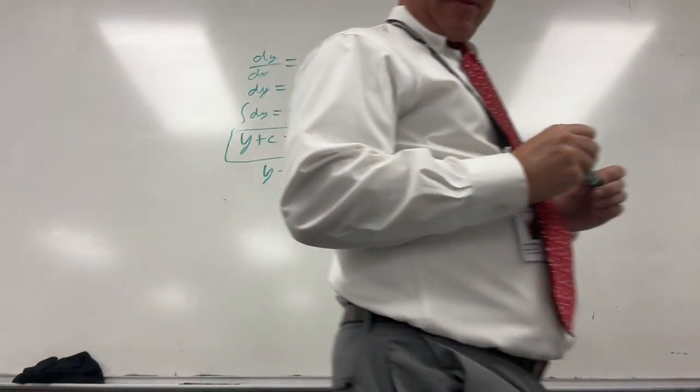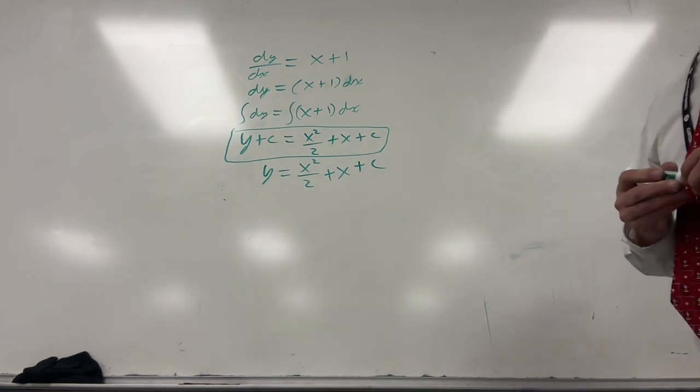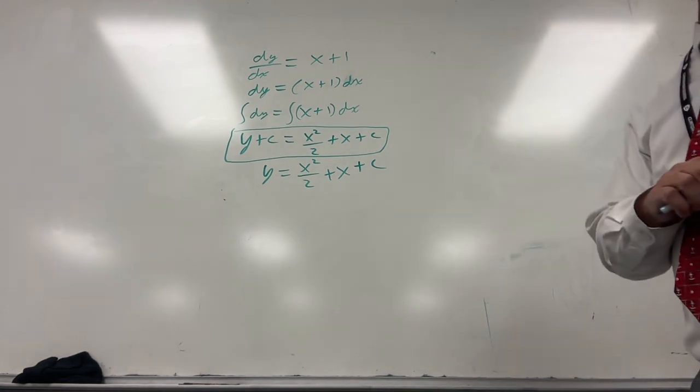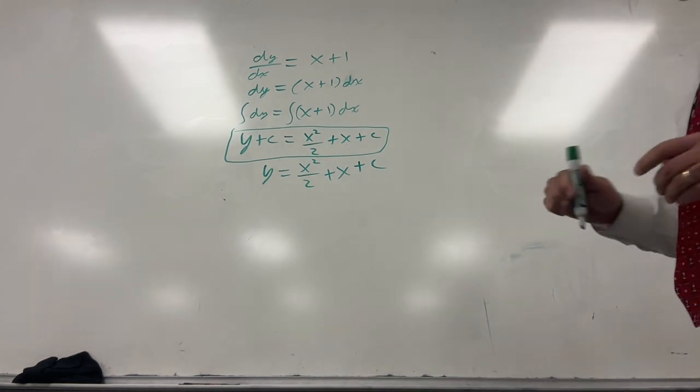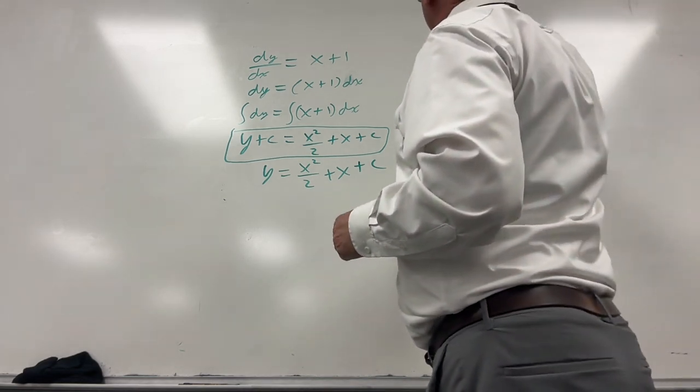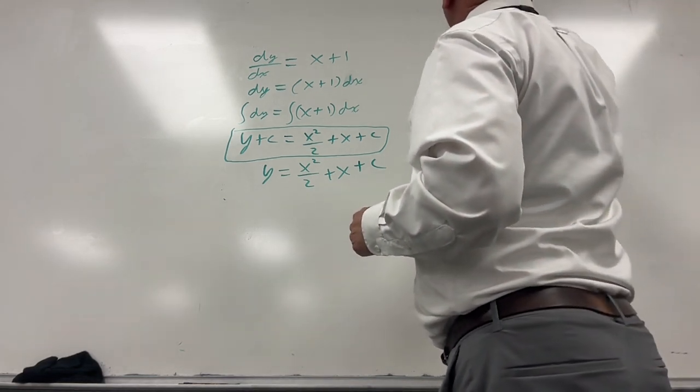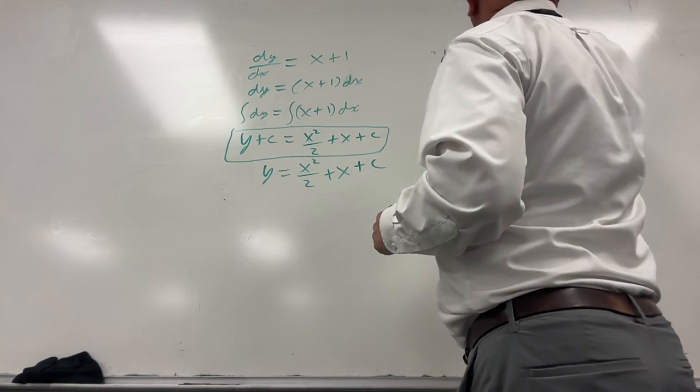All right. So now, let's look at a different example. Let's go with dy dx equals 4 times the cosine of 2x.